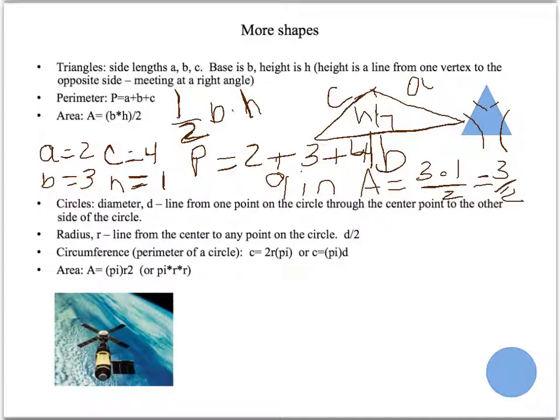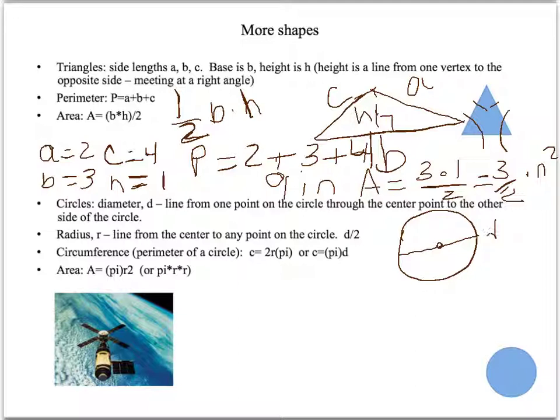And that would be in inches squared. Okay. Our next shape is circles. And our circle is like that, although it should be better. That's my center point. Now my diameter is a line that goes from one side of the circle through the center point to the other side.